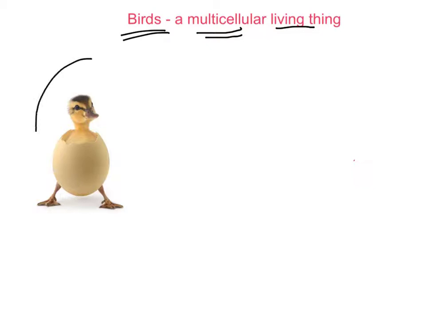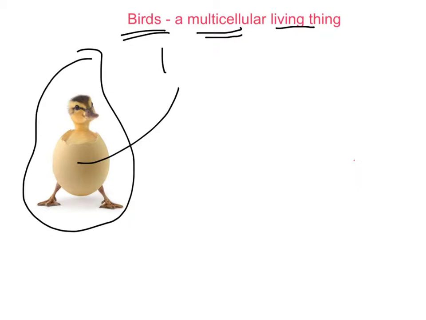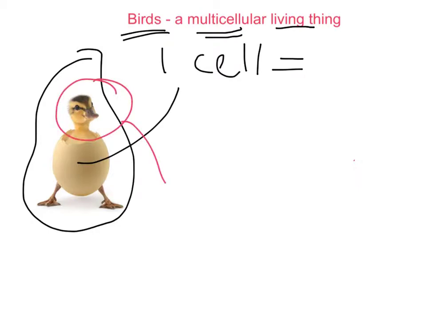This is a picture of a bird who's just coming out of its egg. In this case, the egg is actually just one cell, so even though it's quite big, it's just one cell. So this would be something that's unicellular, but the thing that pops out of it, a bird, is definitely multicellular. It's going to have billions of cells.